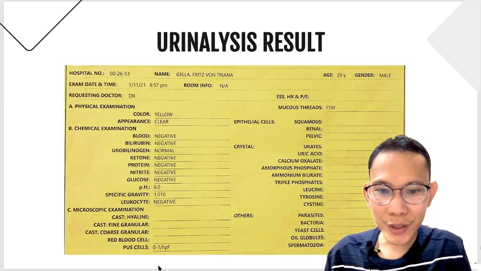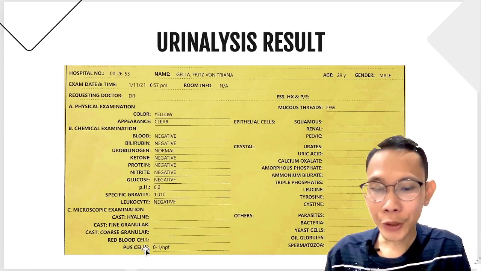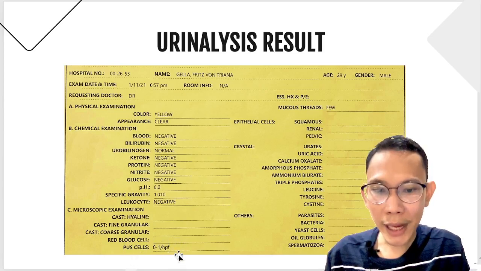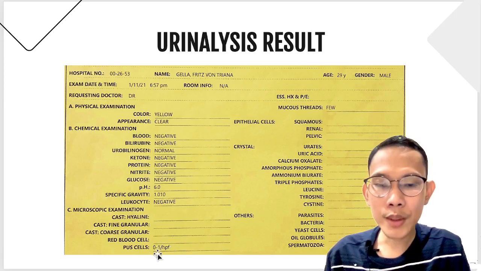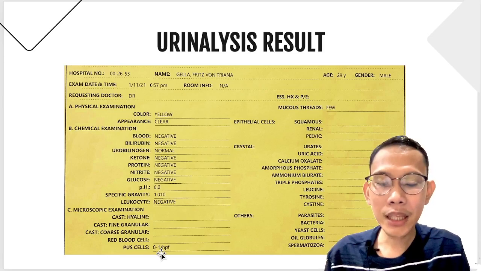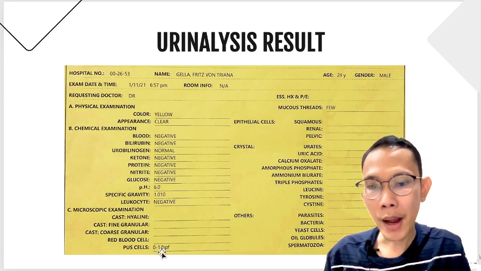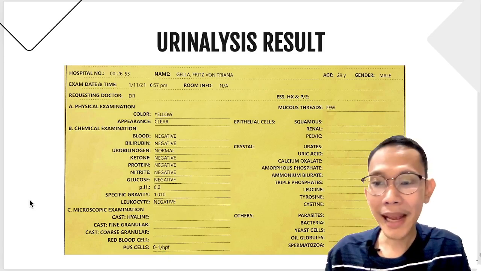So again, dito yung sinasabi ko, past cells, no? 0 to 1, high power field, or your WBC. Take note that your WBC is counted in high power field. Kaya nga, HPF dito. 0 to 1 meaning to say, may field na walang WBC, and ang pinakamataas na WBC na counted among the 10 fields is isa lamang. Kaya 0 to 1 per high power field.